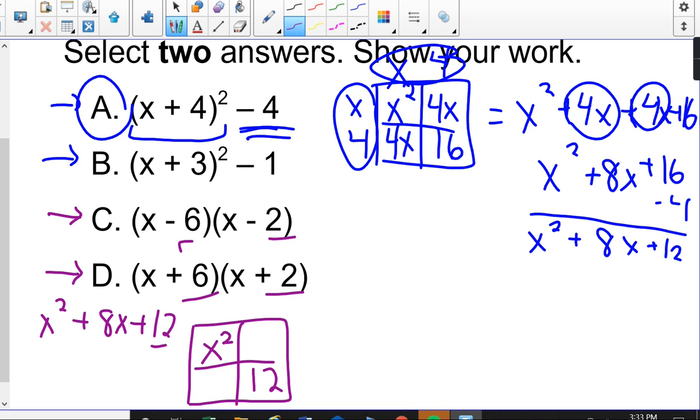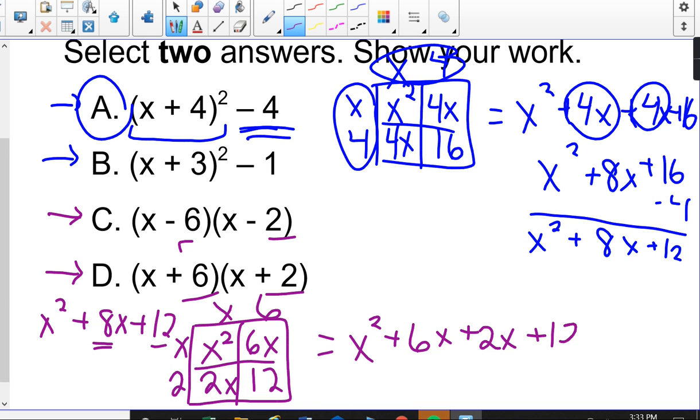What's the difference? Well, the difference is the negatives and the positives, right? We want the choice that adds up to 8, okay, because that's going to give us our terms inside. So positive 6x, positive 2x will add up to positive 8x. So it's x plus 2 and x plus 6. Those are the factors that multiply to get us x squared and positive 6x and positive 2x and 12, which is x squared plus 8x plus 12, which is what we were looking for. So the other answer is choice D.